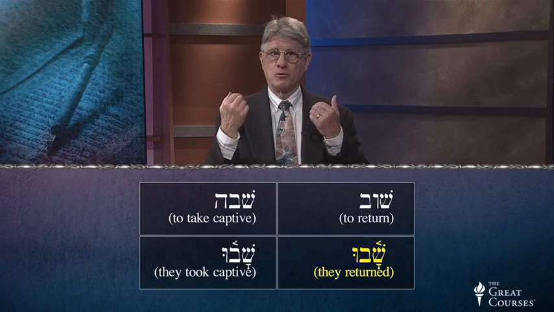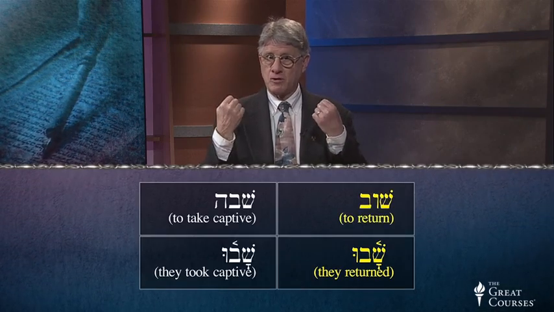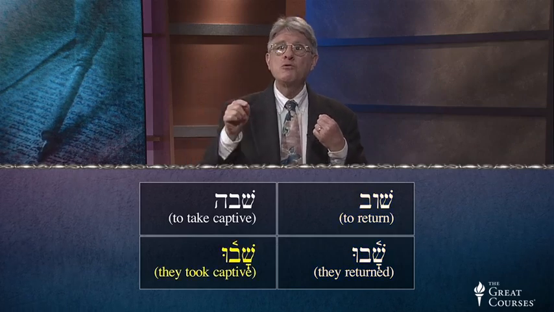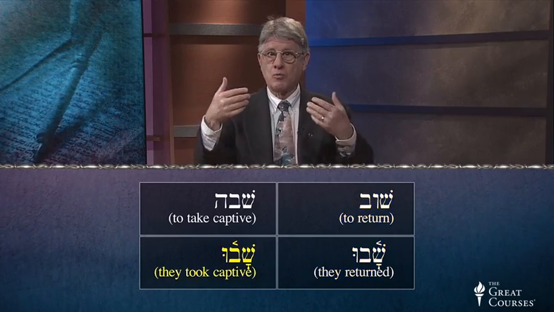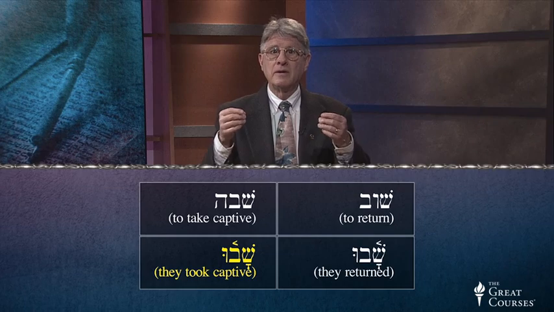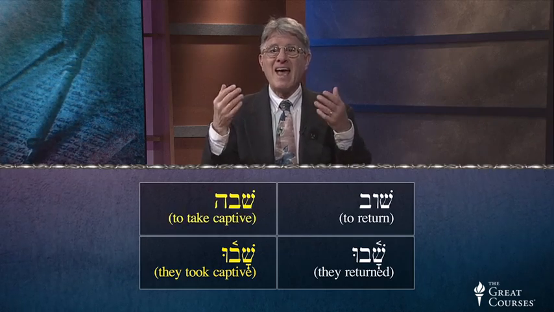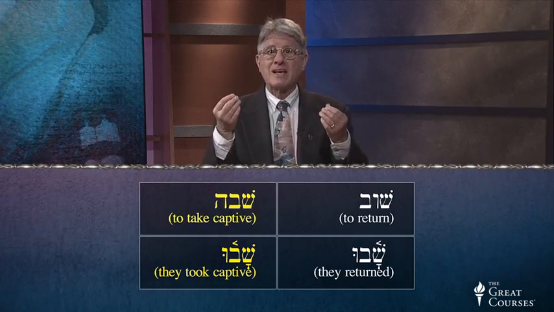And this is a little bit tricky. Shavu, from shuv, they returned, but shavu, like hayu or ra'u or asu, is from shin bet hey, which means to take captive. Kamu, from kum, they got up. Shavu, from shuv, they returned, versus ra'u, from ra'ah, they saw. Shavu, from shava, they took captive.